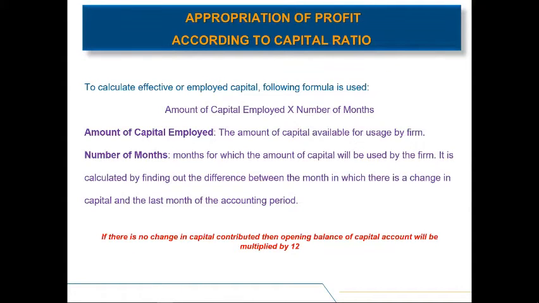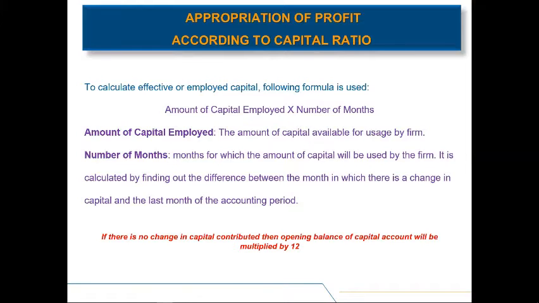How is this effective capital or employed capital calculated? To calculate effective or employed capital, the following formula is used: amount of capital multiplied by number of months. So amount of capital employed is the amount of capital available for usage by the firm, and number of months means months for which the amount of capital will be used by the firm.